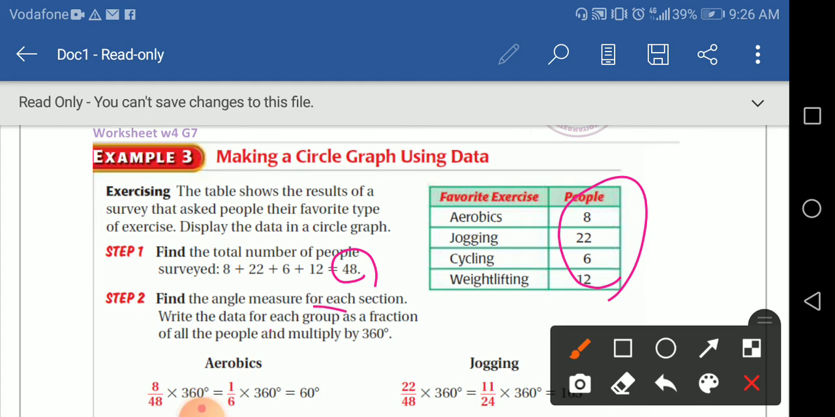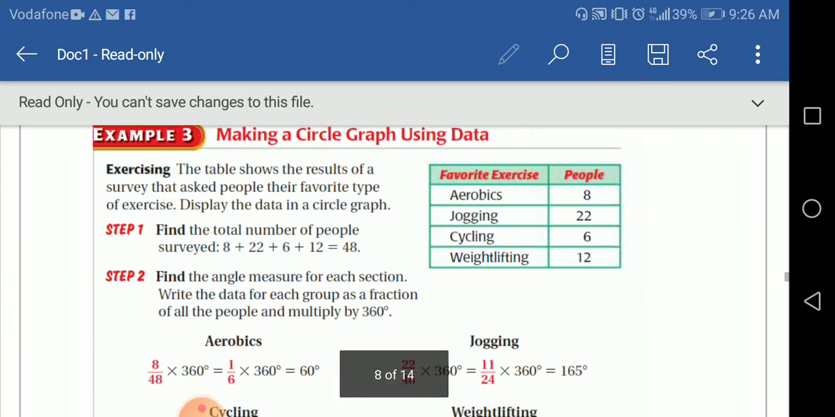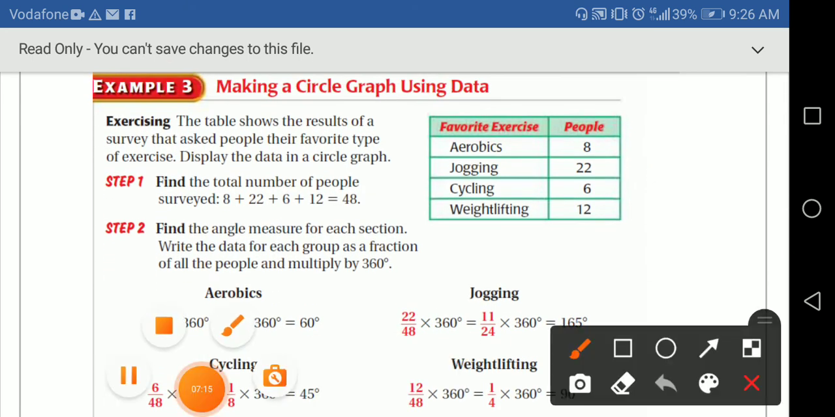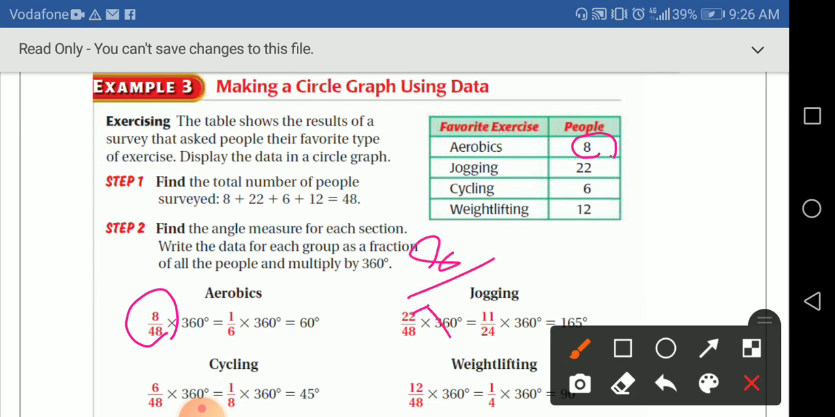Write the data for each group as a fraction, guys. How? I have 8 people out of what? 8 people out of 48, the total. Why didn't we just multiply it as in the last question? Because now he gives me the real number of people. He didn't give me the percentage. So I'm going to put 8 divided by the total. After that, I have 8 divided by 48 times 360.